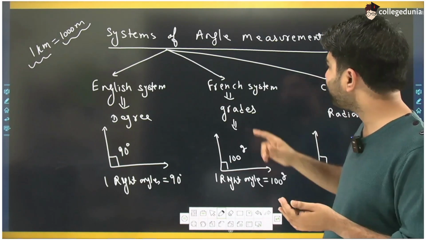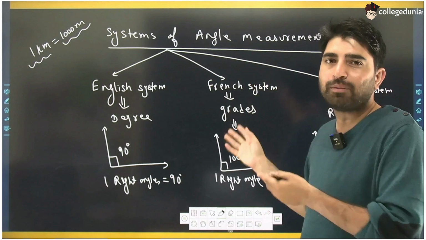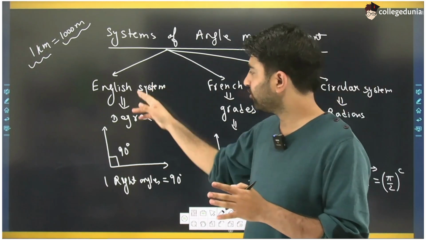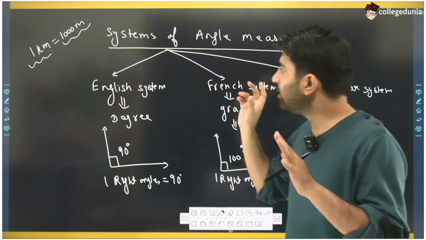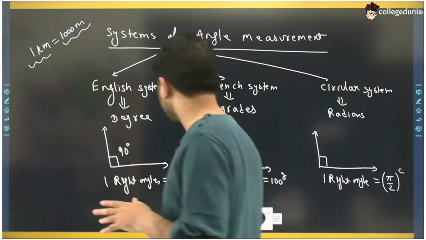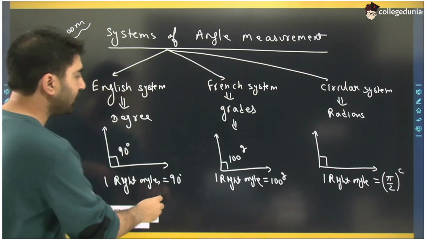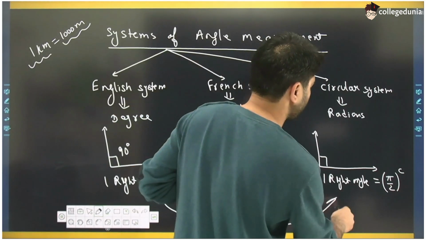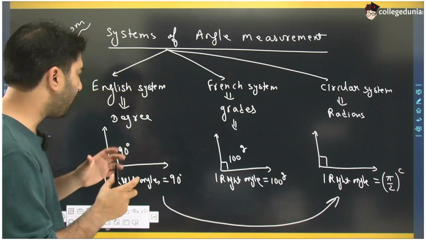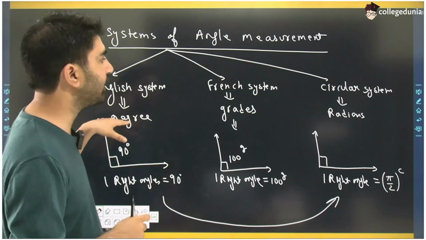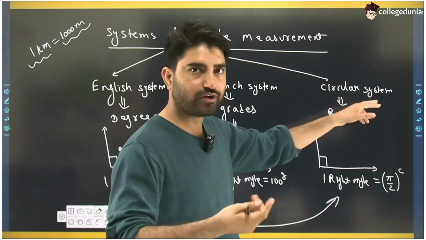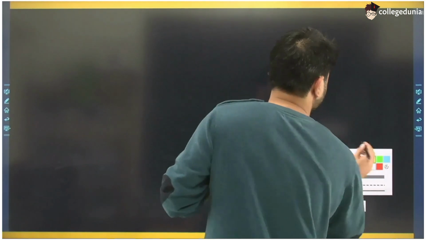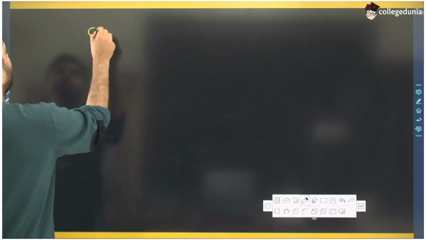Okay, so the French system is not a part of the syllabus. The English system we have already read so far. Okay, so we will be learning how we convert the angle from degree to radian. So we will have to make a relation between degree and radians. For that we need to study the circular system further. Okay, so let's start the circular system.